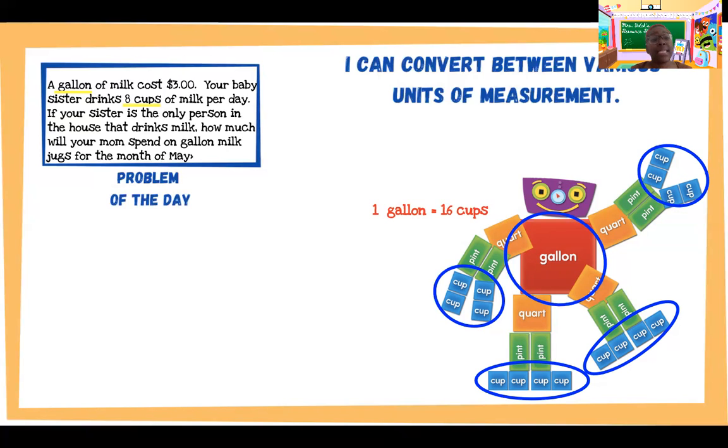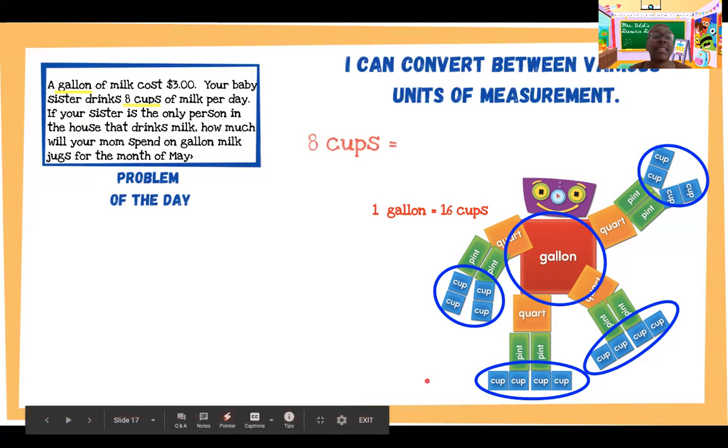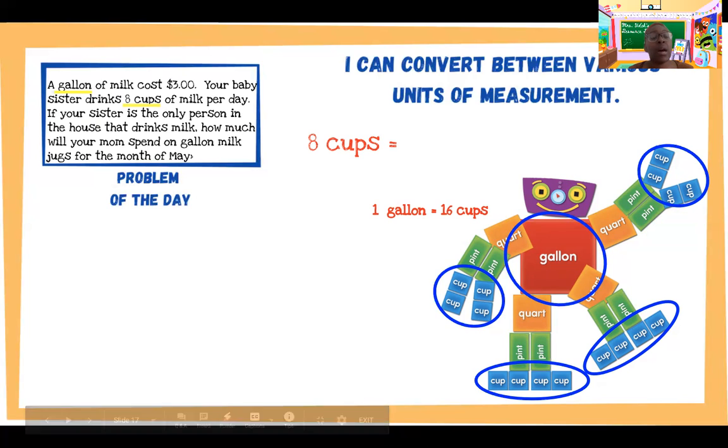Well, let's go back and examine our problem again. What did our problem tell us? That's right. Our problem told us that our sister drinks 8 cups. Well, if our sister drinks 8 cups, how many gallons is this? That's right. 8 cups is equal to a half gallon. Wonderful. Are we finished with the problem yet?